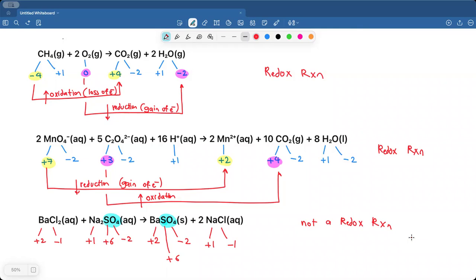And also you have to know the rules for assigning the oxidation numbers. So in this video, I'm just showing you as if you already know the rules. Again, if you don't, I have my other video tagged over here so you can watch and find out about the rules for finding oxidation numbers.